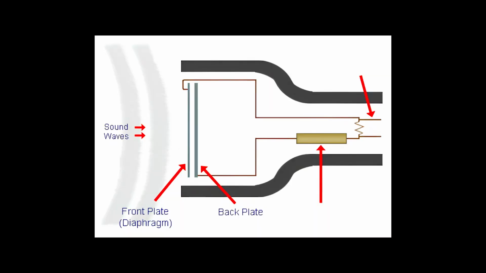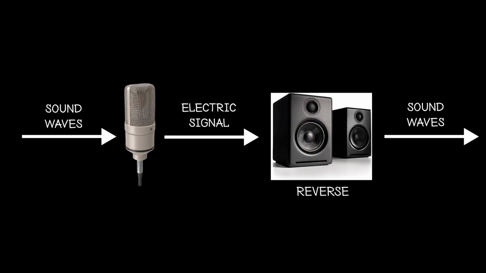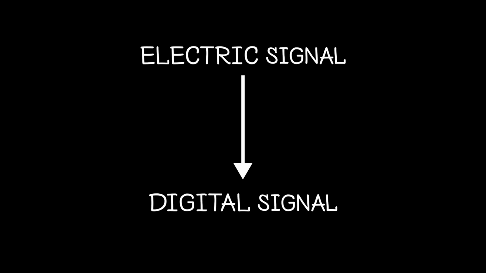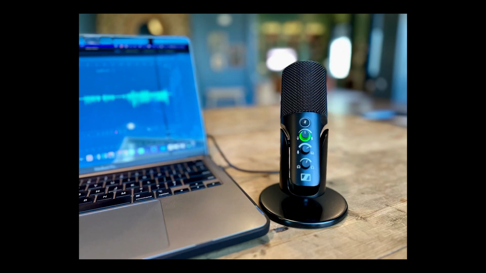These changes in capacitance are converted into an electrical signal. However, capacitance alone doesn't produce electricity, so an external power source, like a battery, is used. Once we have the electrical signal, we can transmit it to a loudspeaker or convert it to a digital format and save it on a computer for later use.